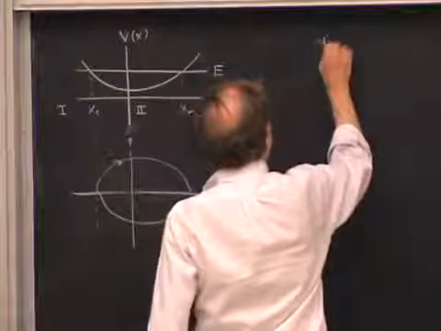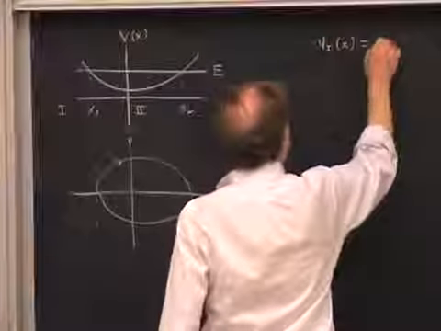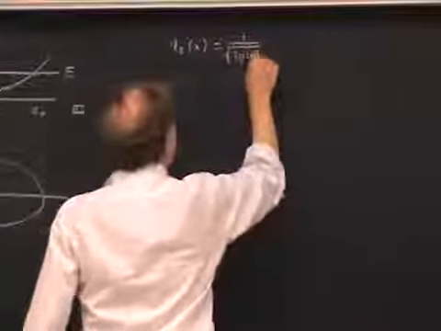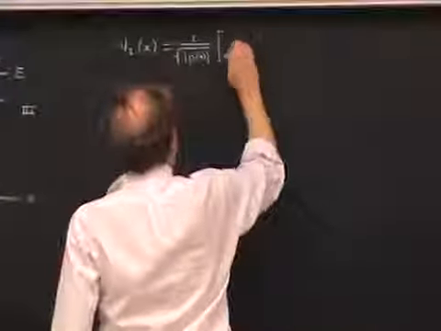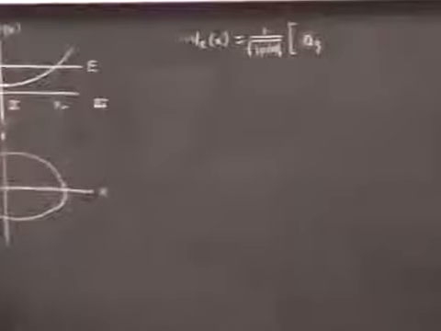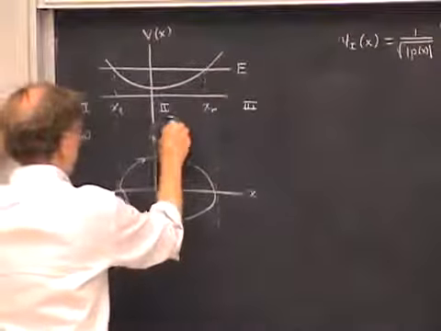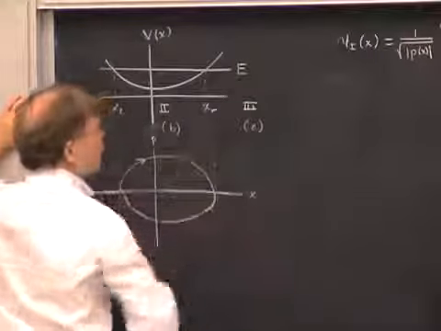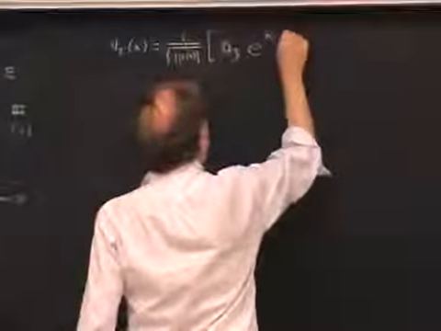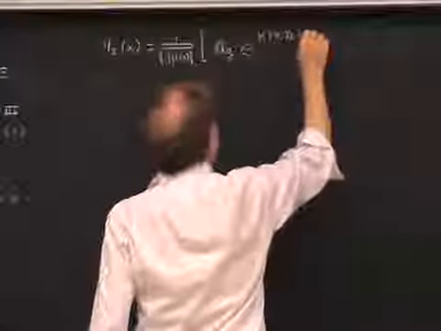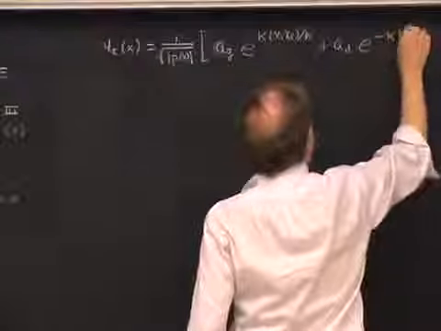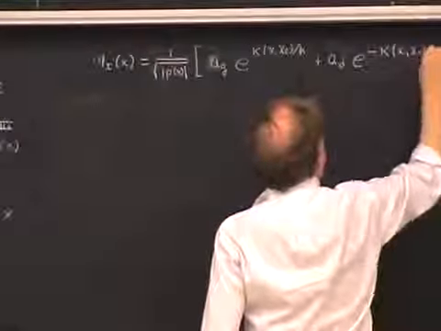And let's write psi in region 1. Let's write it this way: 1 over the square root of the absolute value of P of X times a growing coefficient. I'll call it AG. I'll call the coefficients in these regions A, B, and C. A in this region, B in this region, and C in this region. So let's say A growing e to the k of x comma xl over h bar plus A damped e to the minus k of x comma xl over h bar.